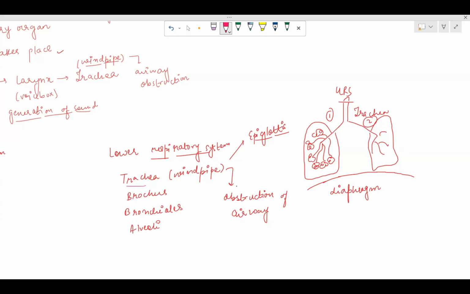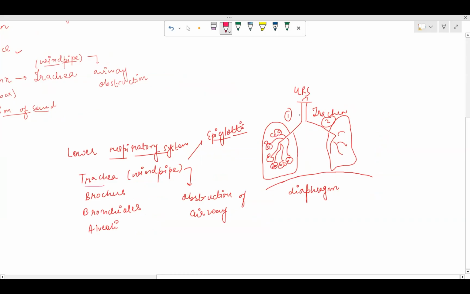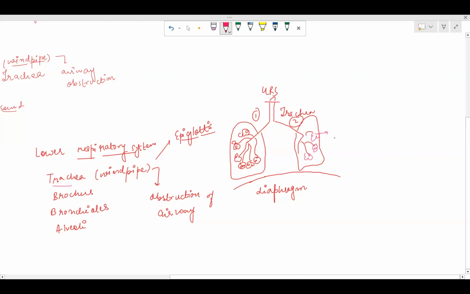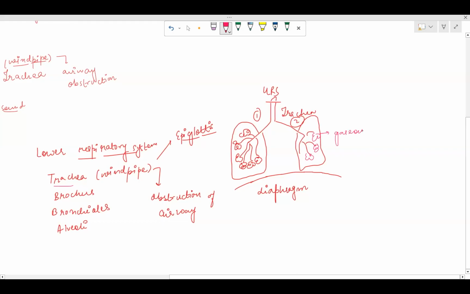Fine. Then you have, let's say this is your trachea. It has divided into two lungs. The branch shape is the bronchioles. And further you have the air sacs at the end of these bronchioles where gaseous exchange takes place. So these are known as the alveoli. Understood?